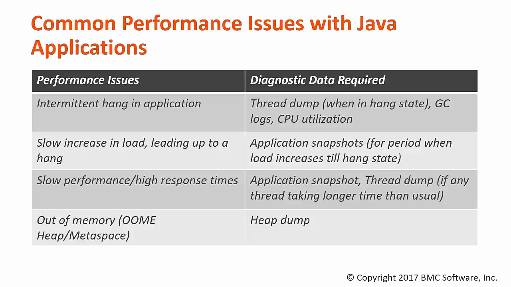From the thread dump, we will be able to check if there is any deadlock in the application. And from the GC logs, we will see if there is a high frequency of garbage collection which is causing the hang in the application, or we can also analyze CPU utilization for that particular time frame.